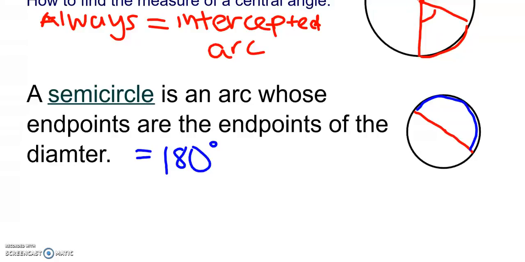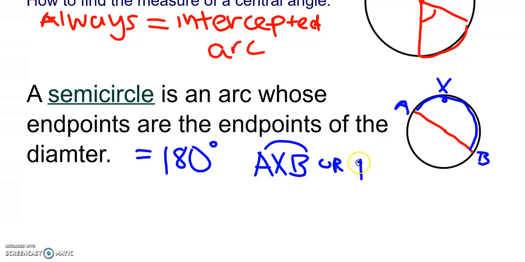Alright, and if we're going to label this, we might say this is point A and point B, and then we'd have to have another point somewhere on our arc to identify which half of the circle we're talking about, so we call this X. So you could call this arc AXB with the arc symbol, or BXA. So you can go either direction for that.